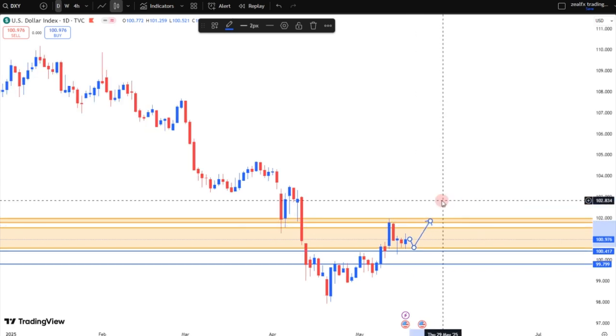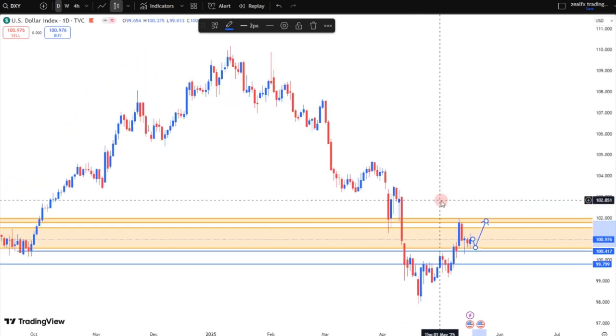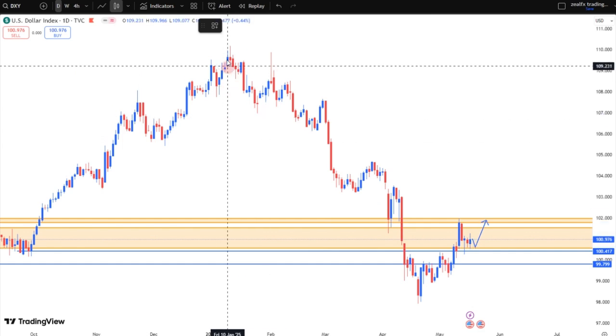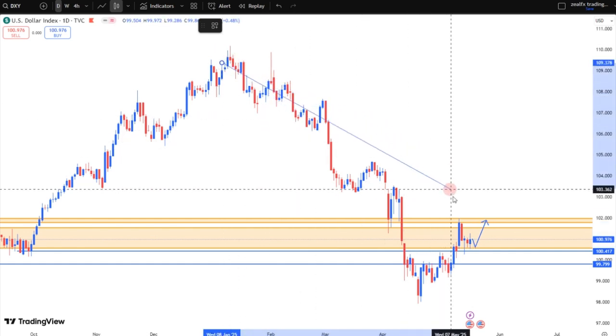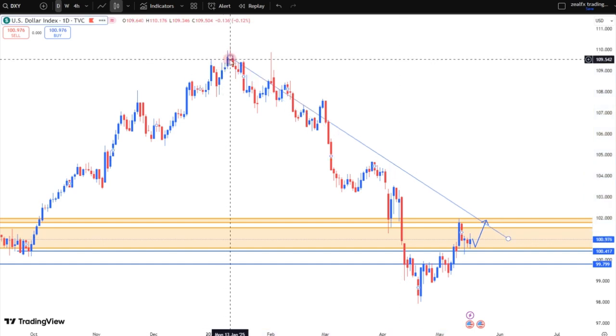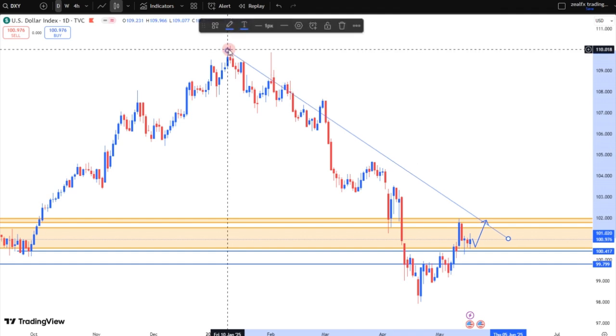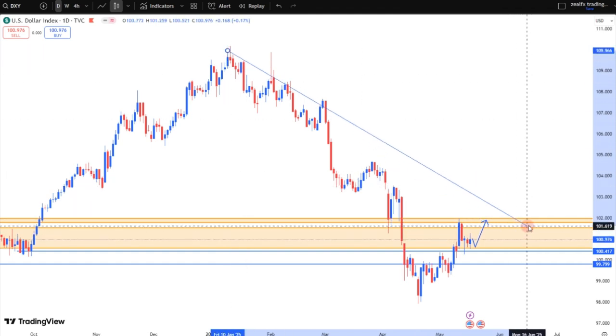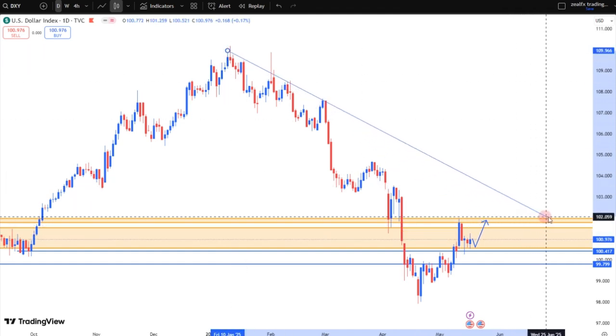level. And if you can see from my daily chart, if we draw our trend line on the daily chart, you see that we still have a downtrend structure on the DXY. So long as we have this downtrend structure, we are not expecting to sell. We are not expecting to buy yet.